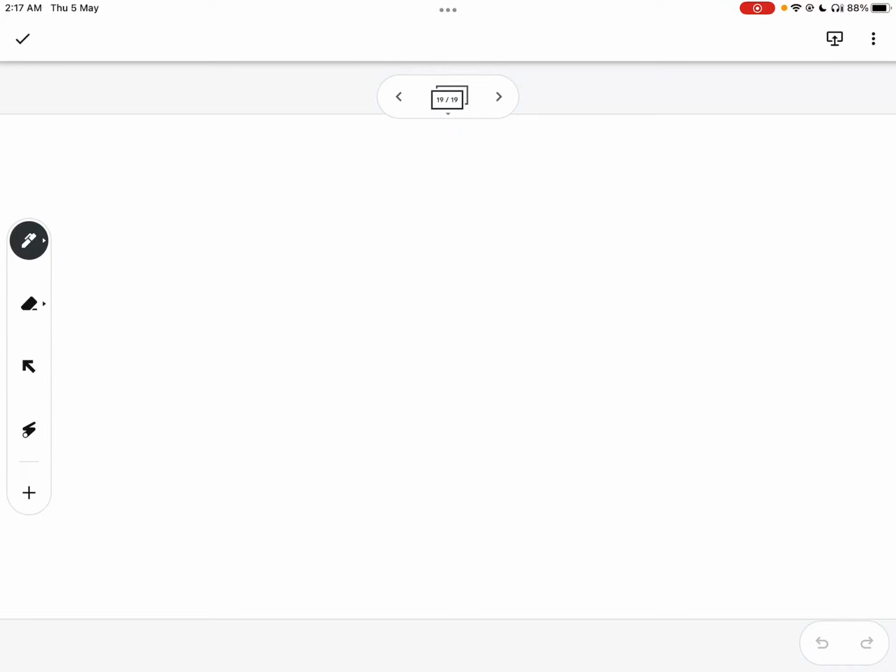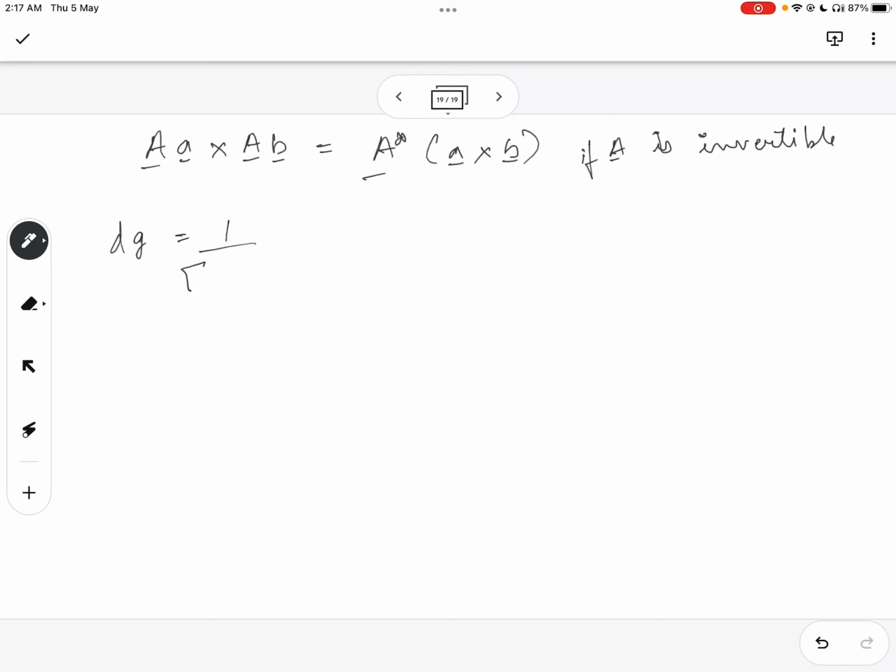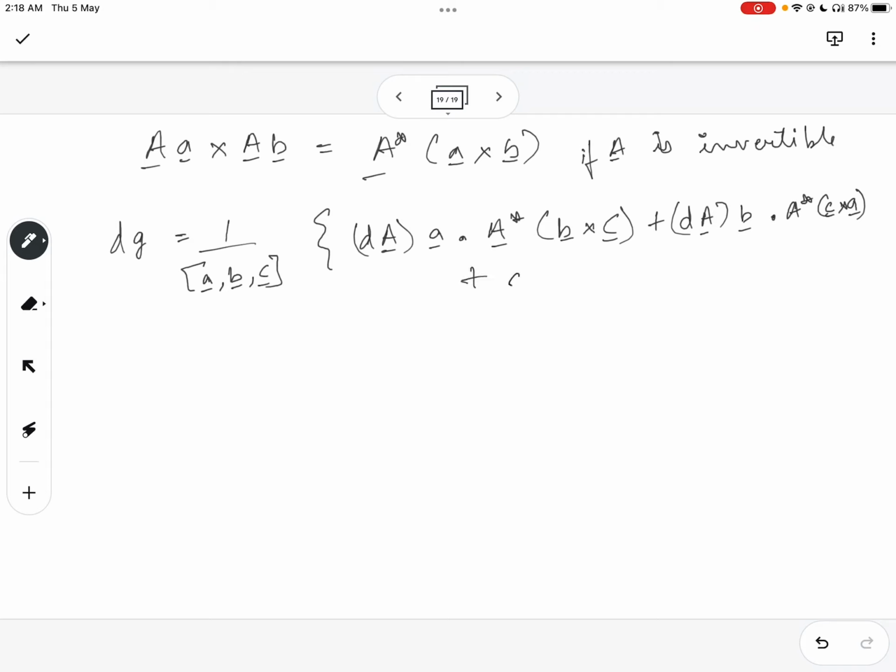Now, according to the definition of the cofactor, this can be written as the cofactor of A acting on a cross b. This is given the fact that A is invertible. Therefore, dg can be written as 1 by box product of a, b, c times dA acting on a dotted with A star b cross c, plus dA acting on b dotted with A star c cross a, plus dA acting on c dotted with A star a cross b.